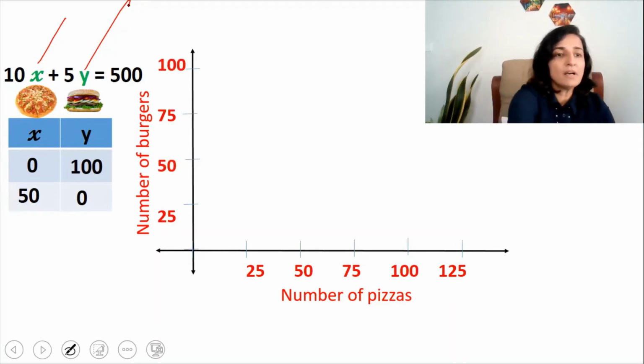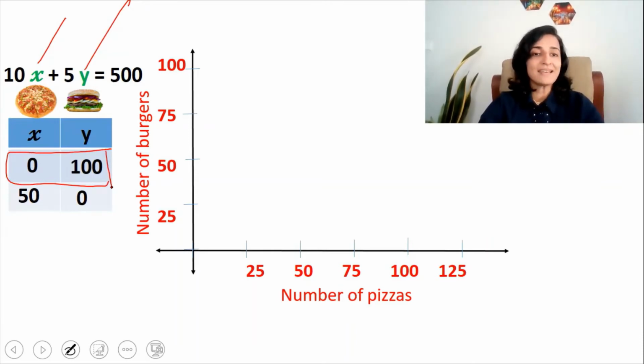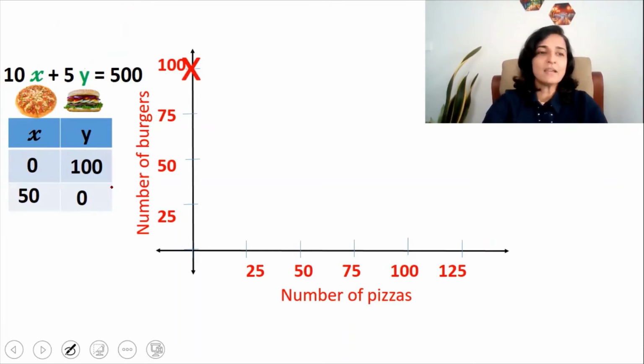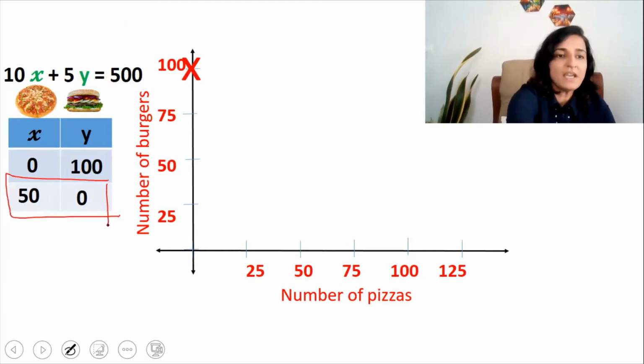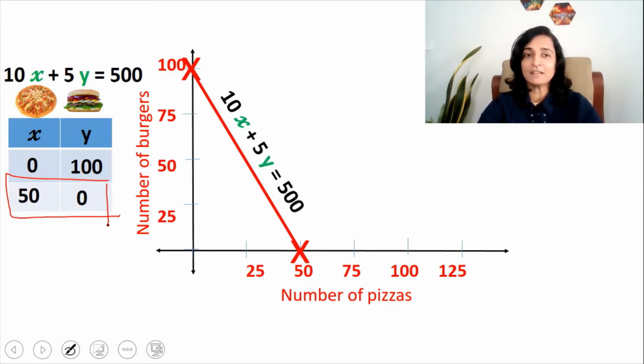What is the first number? When x is equal to 0, y is equal to 100. So where is that? It is here. Where is the second point? When x is 50 and y is 0? It is here. Just like we did in the previous class. Any doubts regarding how this point has been plotted, please check my previous video. You join the line and you get 10x plus 5y is equal to 500 represented on the graph paper. So now the profit line appears like this.